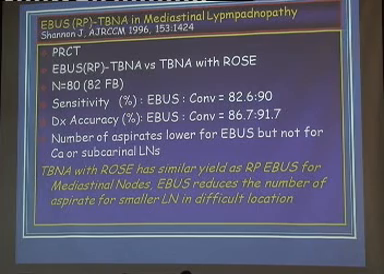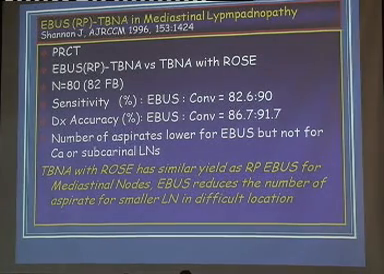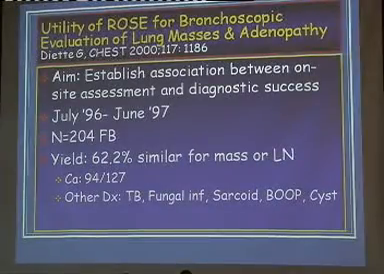What I'm trying to say is this, that if you do not have a radial probe ultrasound, but you have a cytopathologist who is ready to come to your bronch suite, you can match the results of radial probe ultrasound in this particular fashion. Okay, that is the point I'm trying to make with this particular article, which was a prospective, randomized, and controlled trial. Okay?